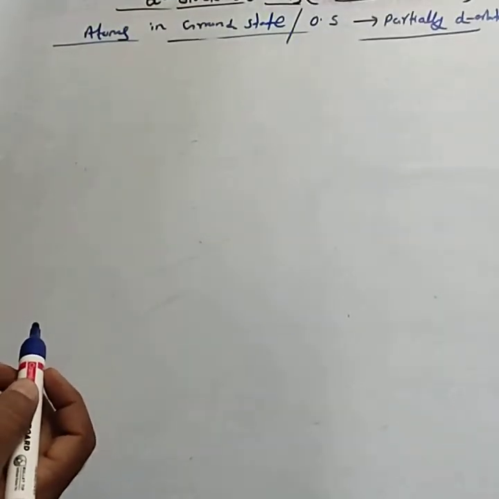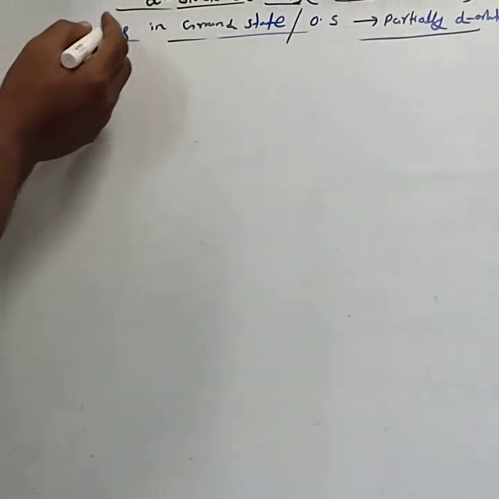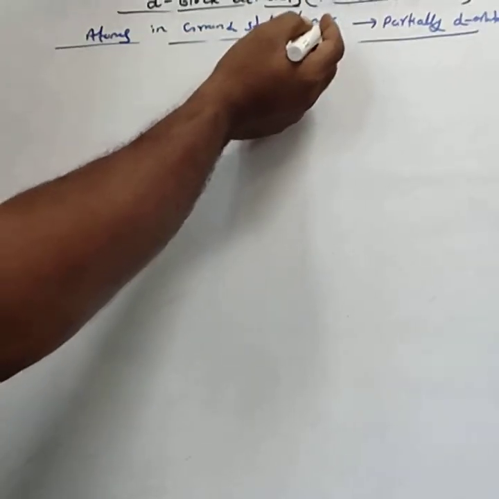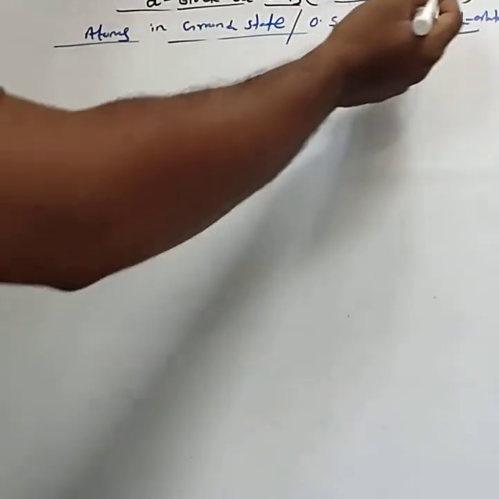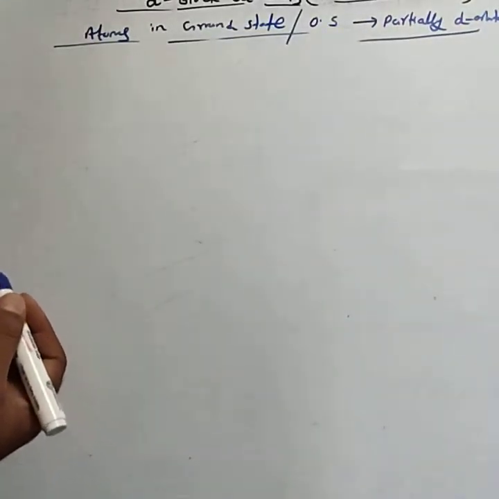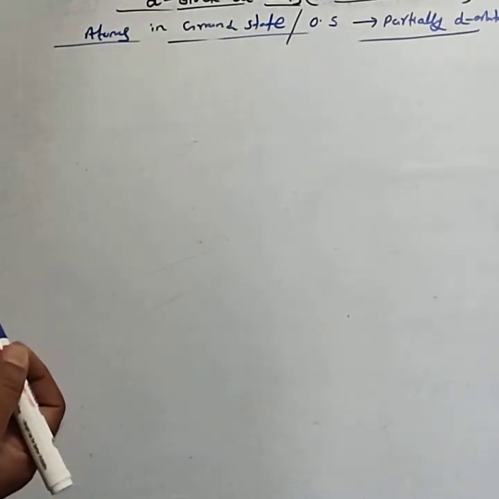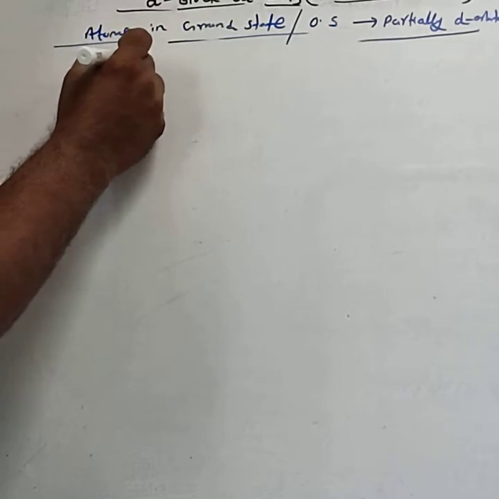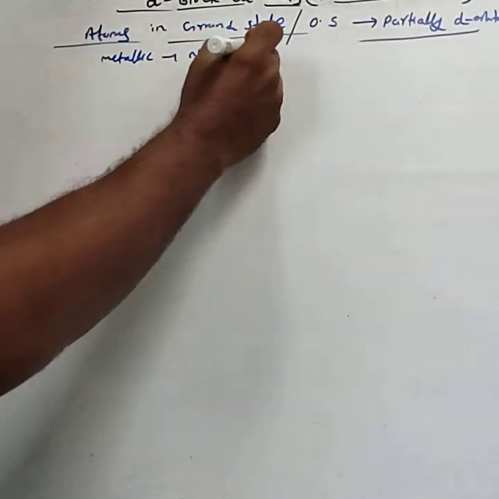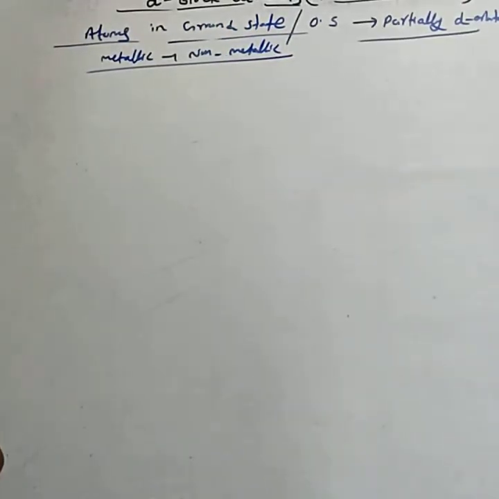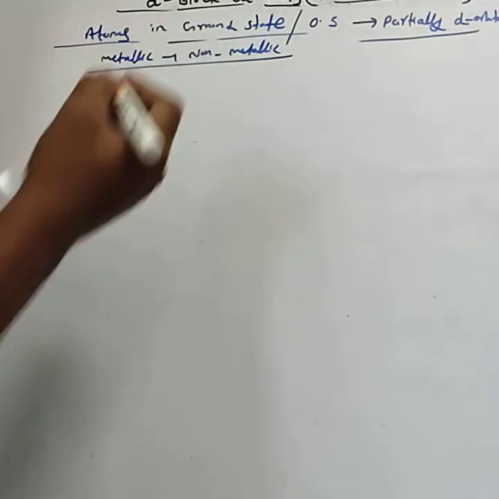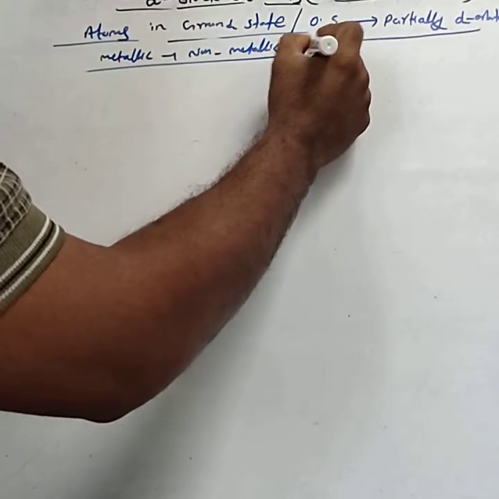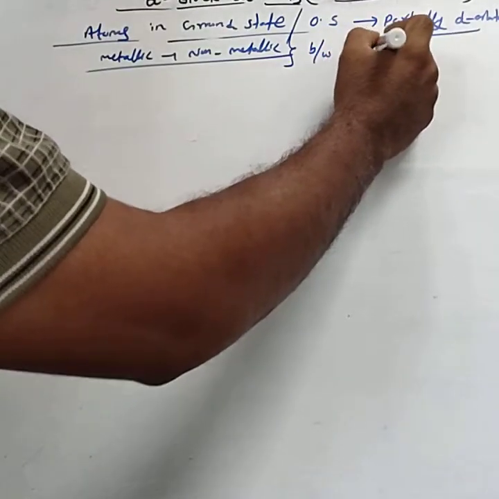The D block elements definition is: the elements whose atoms in the ground state or in any one of its oxidation states contain partially filled d orbitals. Those are called the D block elements. The properties of these D block elements change from metallic to non-metallic. Why do the properties change from metallic to non-metallic? Because they transit between S and P block.